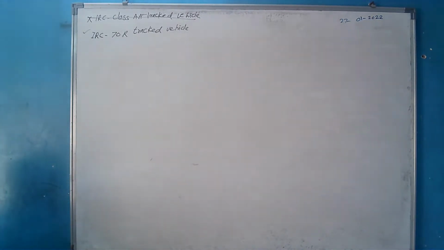पहले हमने IRC क्लास A ट्रैक्ड व्हीकल के लिए सॉल्व किया. Now suppose we are solving it for IRC 70R ट्रैक्ड व्हीकल. तो डिफरेंस डिजाइन में बिल्कुल नहीं रहेगा. Whatever were the design guidelines, those design guidelines we have discussed everything in very detail. All those design guidelines remain same. The only difference will be here in analysis. What difference will be there?